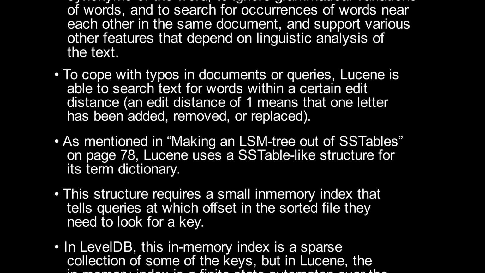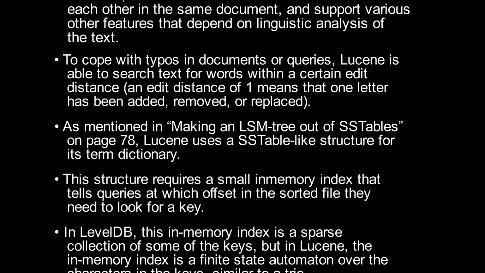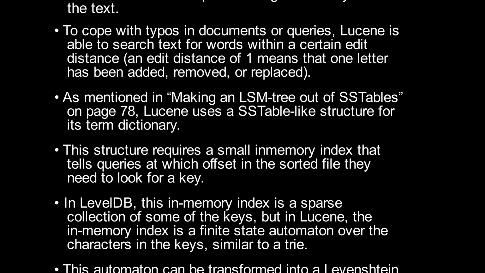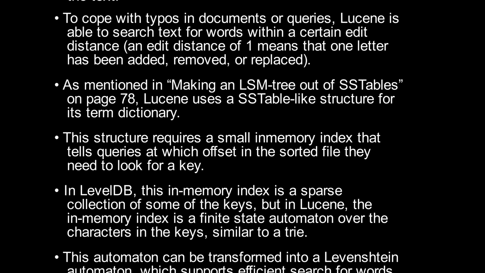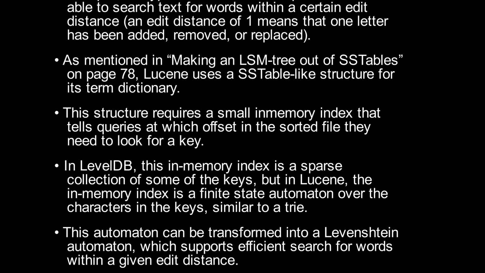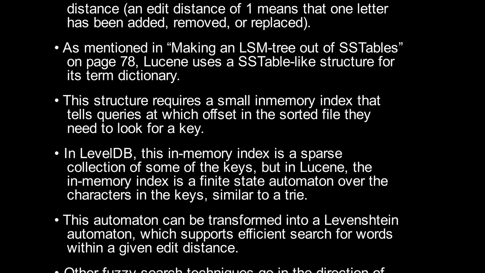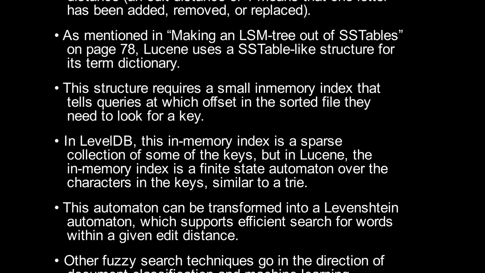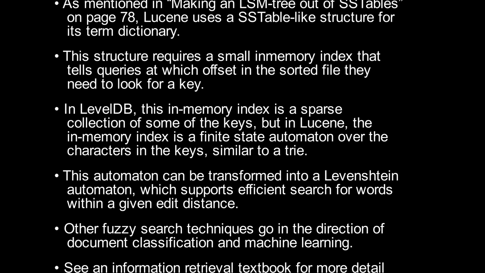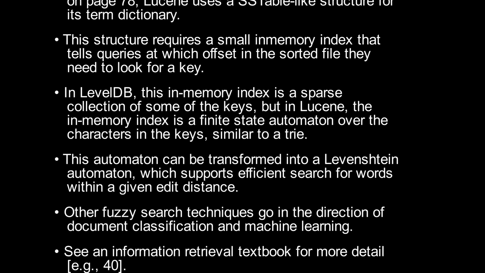This structure requires a small in-memory index that tells queries at which offset in the sorted file they need to look for a key. In LevelDB, this in-memory index is a sparse collection of some of the keys, but in Lucene, the in-memory index is a finite state automaton over the characters in the keys, similar to a trie. This automaton can be transformed into a Levenshtein automaton, which supports efficient search for words within a given edit distance.